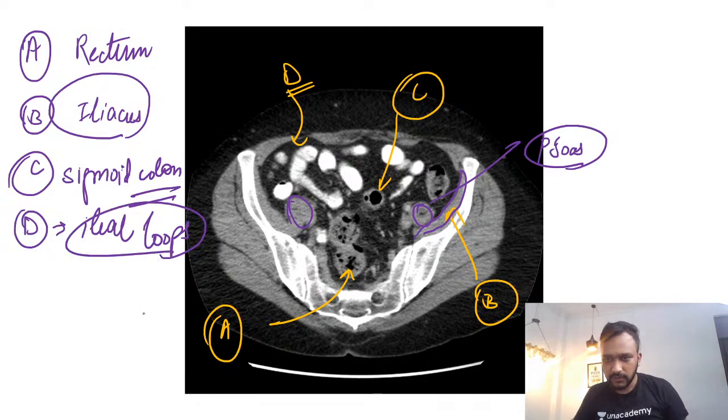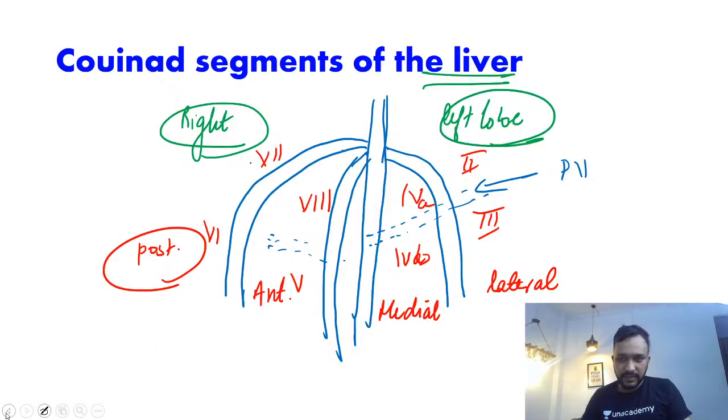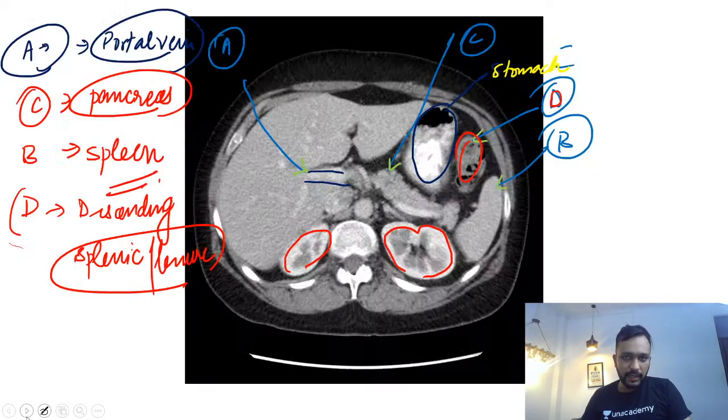Okay. So Dr. Nisha and Dr. Priyanka, are we clear? Are we clear with the normal CT anatomy of the abdomen? Yes or no, guys? So we started with the Couinaud segments of the liver. Okay, so let me just revise it to you again.